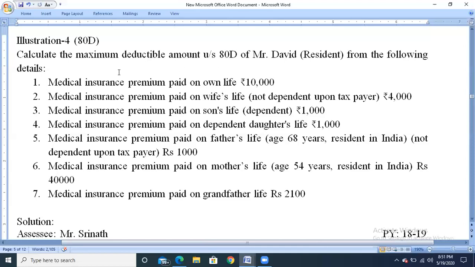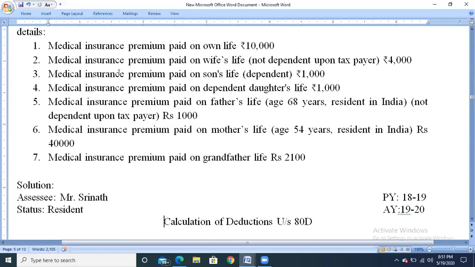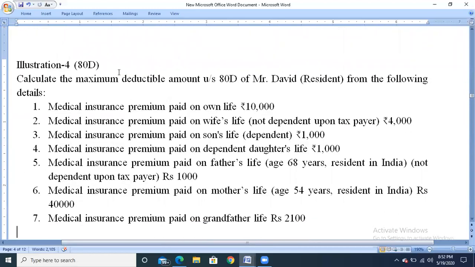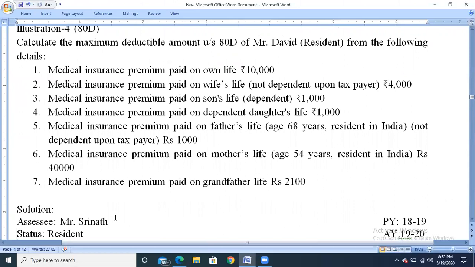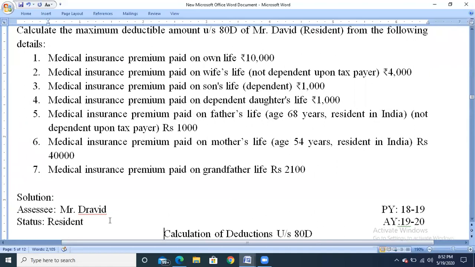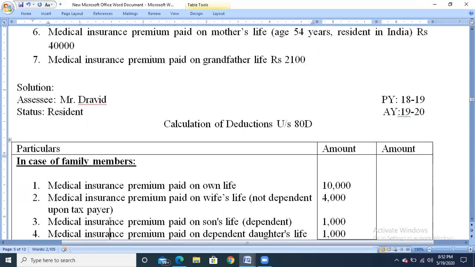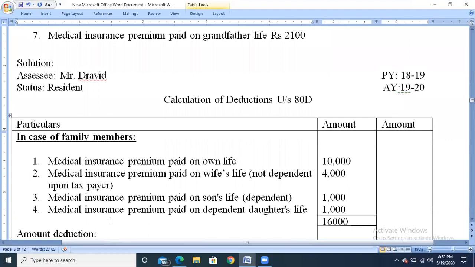So take the assessee, Mr. Dravid, assessee Mr. Dravid, status resident, previous year 2018-19, assessment year 2019-20. So the heading will be calculation of deductions under section 80D.